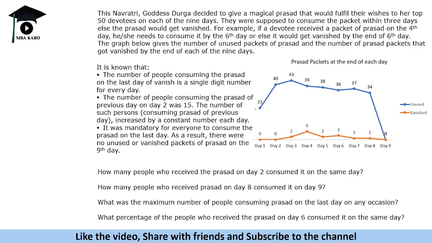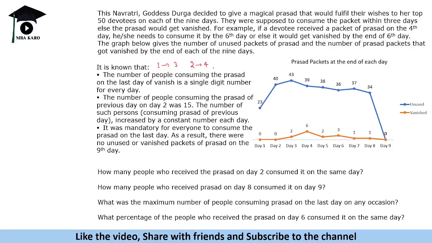Then there is some more information given that the number of people consuming the prasad on the last day of vanish is a single digit number for every day. Okay, so that means if a prasad is given on first day, on third day it will be a single digit number. On second day, if the prasad is given, fourth day is considered as the last day, so that is a single digit number.